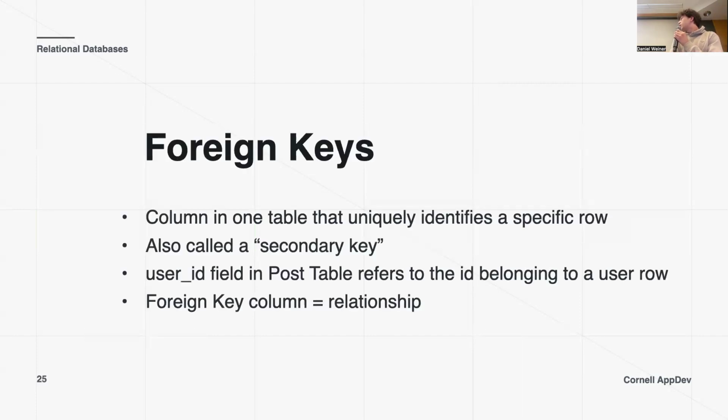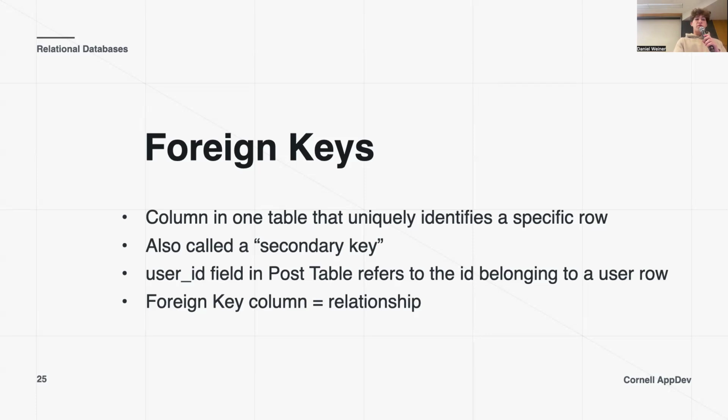And so yeah, now jumping into foreign keys, which is part of relational databases. The user ID in the previous example is called a foreign key, and the foreign key is a column in one table that specifies or identifies a specific row. It's also called a secondary key, but we'll usually use the term foreign keys. So like I mentioned, the user ID refers to the ID belonging in a user row, so that is a foreign key. And the foreign key column signifies the relationship between two databases.